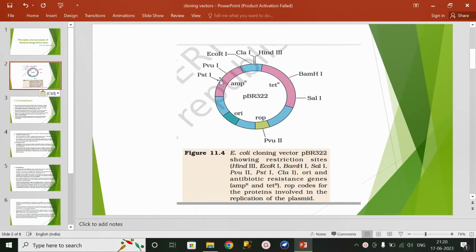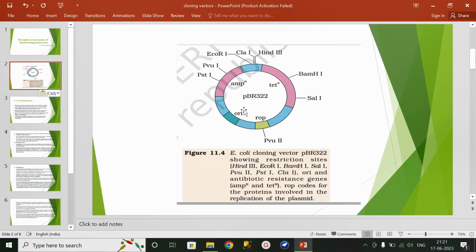See, in this diagram, one is ori. Ori means origin. Origin represents the origin of replication. This whole is a diagram of E. coli cloning vector pBR322 showing restriction sites HindIII, EcoRI, BamHI, SalI, PvuII, PstI and ClaI, ori, and antibiotic resistance genes ampicillin and tetracycline. Rop codes for the proteins involved in the replication of the plasmid.